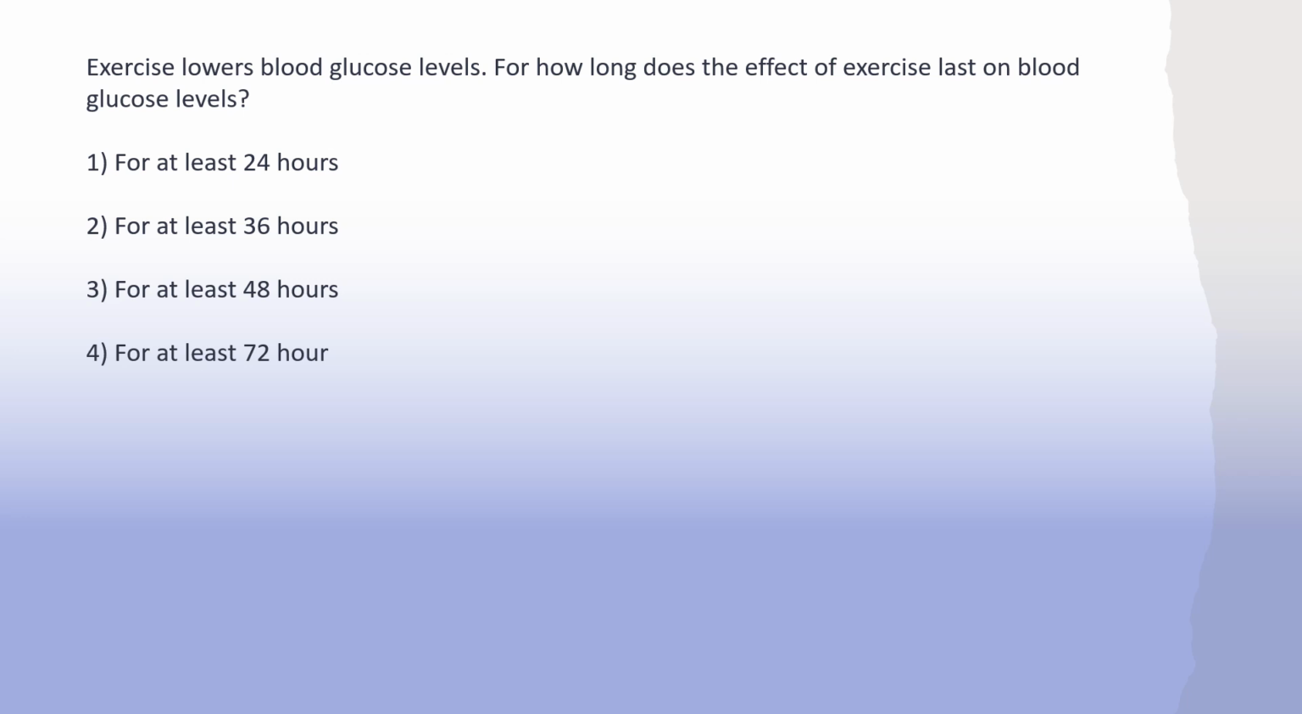Exercise lowers blood glucose levels. For how long does the effect of exercise last on blood glucose levels? 1. For at least 24 hours. 2. For at least 36 hours. 3. For at least 48 hours. 4. For at least 72 hours.